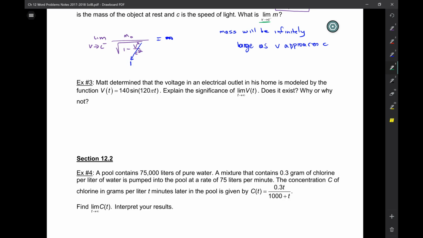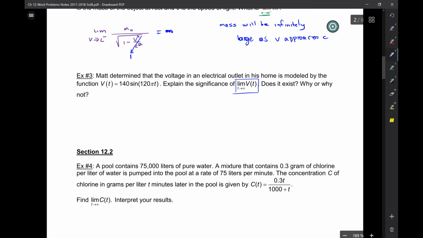Matt determined that the voltage in an electrical outlet in his home is modeled by this equation. Explain the significance of this. What does that represent? Limit of V of t as t approaches infinity. What does that represent in real life? If you were to explain that notation to somebody who doesn't know any math, what would you say?